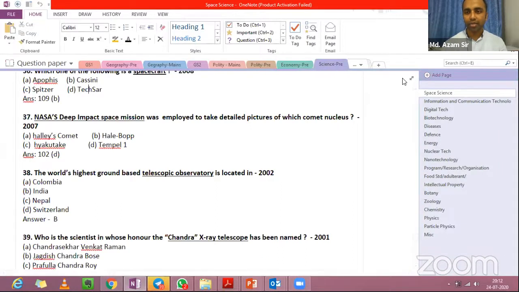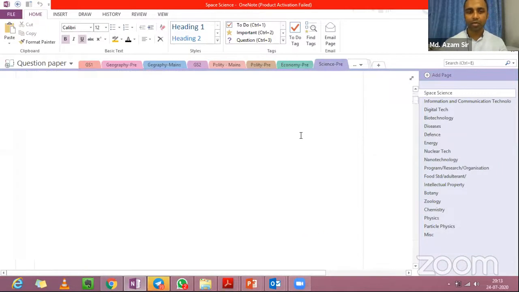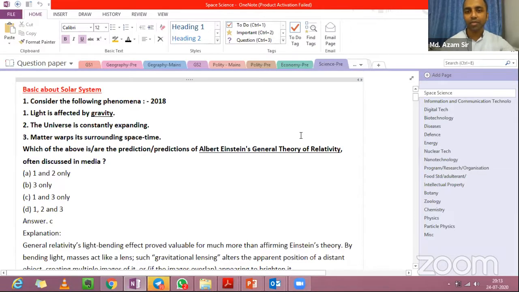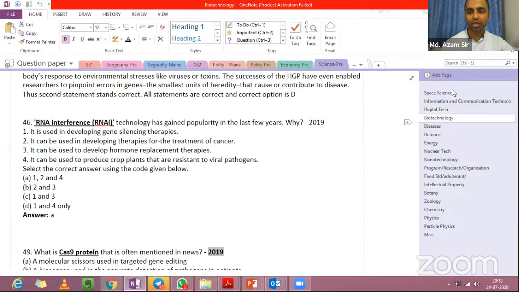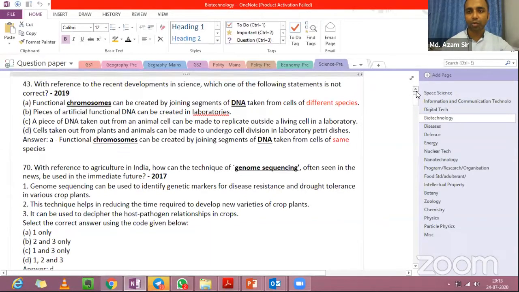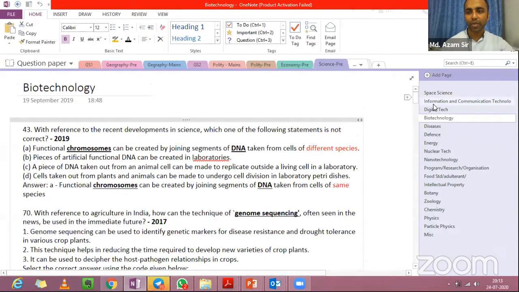yes, on the right hand side of the screen, you can see that there are certain topics. What we have done is we have segregated the last 20 years' question papers, of prelims as well as of mains. If we first see the prelims question paper, the various topics are space science, information and communication technology, digital technology, and a good number of questions in biotechnology. These are a few very important areas of science and technology. Good number of questions have been coming from these areas: space science, information communication, digital, and biotechnology.